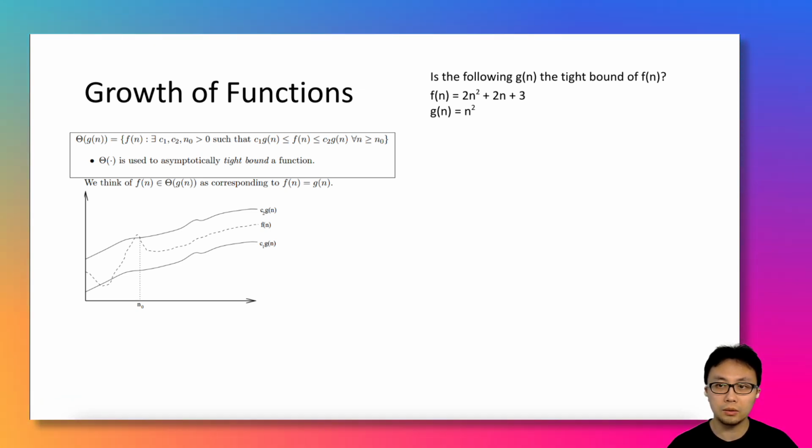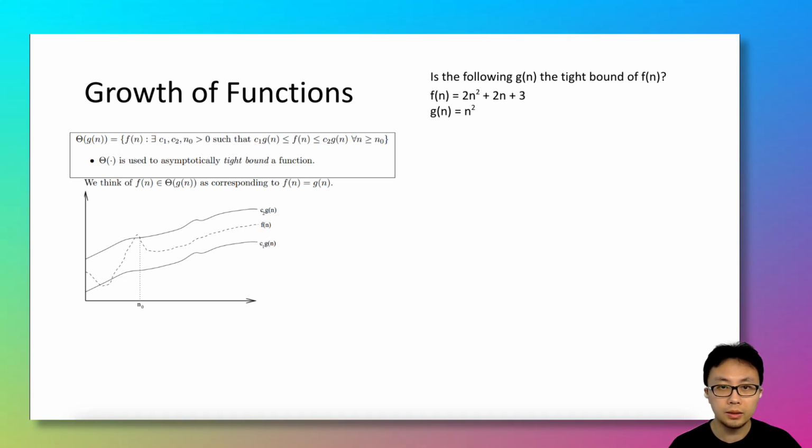Based on what we know from math, given a square function, the coefficient of the square term can control how fast this function grows. The bigger it is, the faster it grows, and vice versa. If we want c1 multiplied by Gn to grow more slowly than Fn, we need to make sure that c1 is smaller than this coefficient of 2, because that is the coefficient used by Fn.